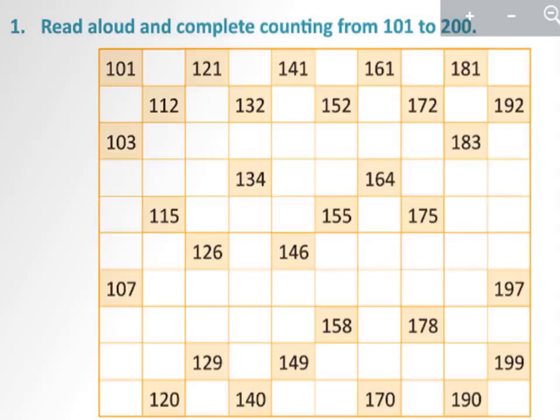First question is very simple for you. Write the missing numbers. Read aloud and complete counting from 101 to 200. So you have to read as well as write by yourself. For example, what will come after 101? 102. Then 103, 104. So next will be 105. Like that you have to complete this grid.